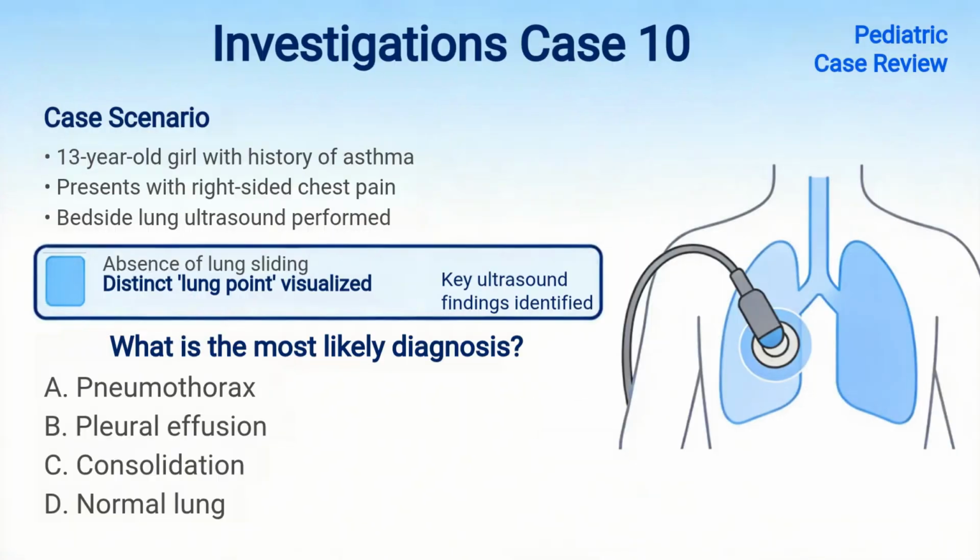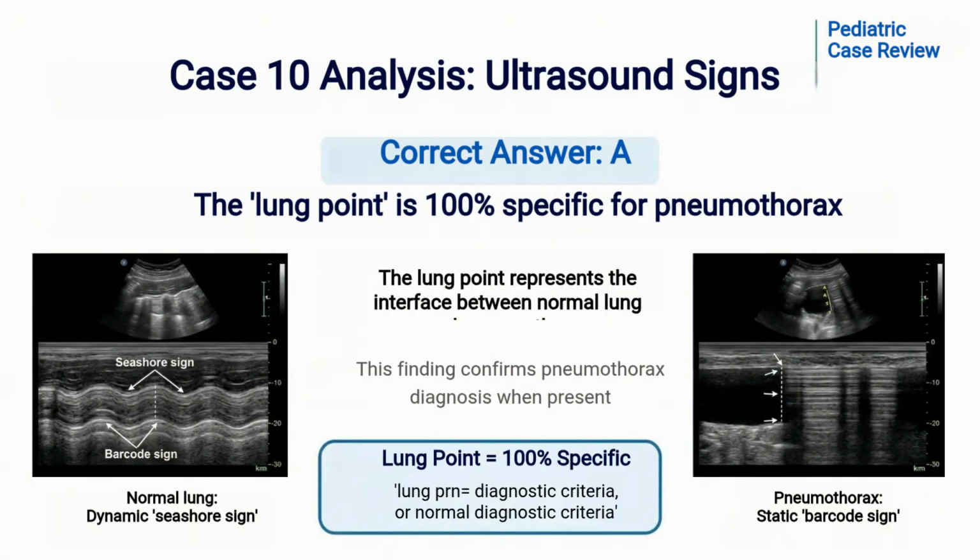Case 10. Investigations case. A 13-year-old girl with a history of asthma presents with right-sided chest pain. Bedside lung ultrasound is performed and reveals absence of lung sliding and a distinct lung point sign. What is the most likely diagnosis? Option A, pneumothorax. Option B, pleural effusion. Option C, consolidation. Option D, normal lung. The correct answer is option A, pneumothorax.